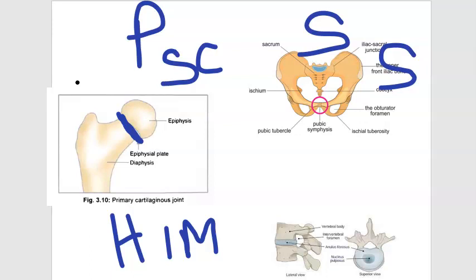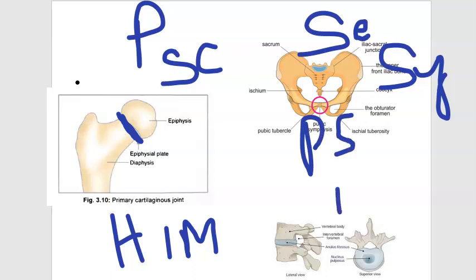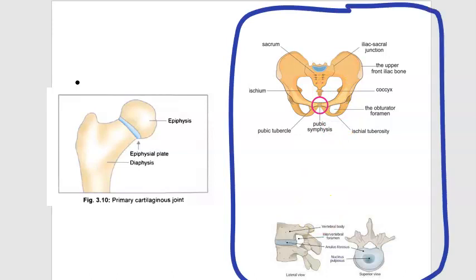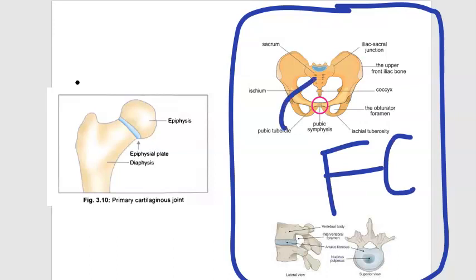Coming to the secondary cartilaginous joint, also called symphysis. Examples: you have pubic symphysis and also the intervertebral disc, right? Between two bones you have the intervertebral disc. So this is a secondary cartilaginous joint. These allow some movement. Why? Because they have fibrocartilage in the middle and this is compressible.